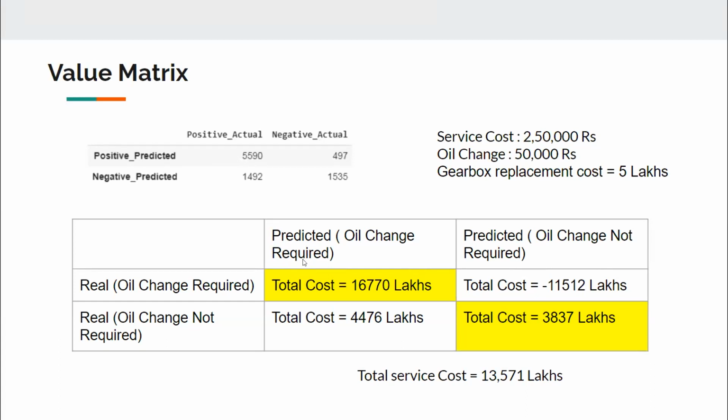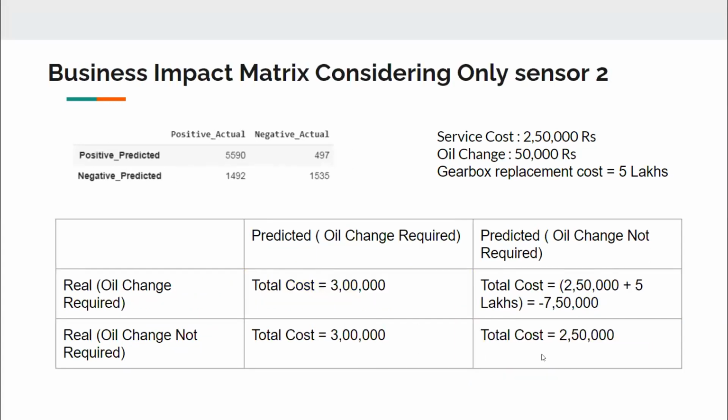Sridhar, just one thing. When you predicted that no oil change is required, and actually also no oil change is required, then why is the cost coming up? Why is the service cost there? Actually, this complete confusion matrix is only to check whether I wanted to change the oil or not. This service cost is obviously needed for some other parameters. No, in that case, if I'm predicting that no changes are required, why am I still rendering the service? Why is the service cost still coming in?